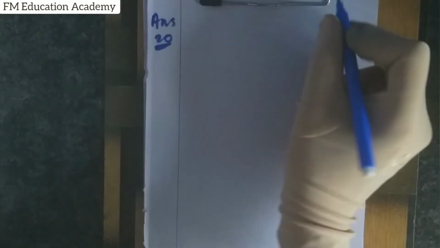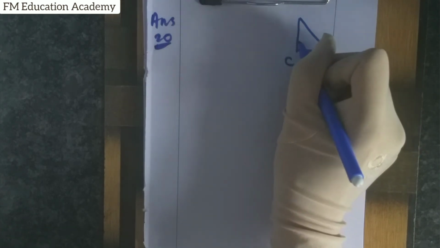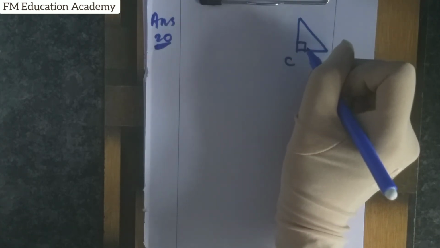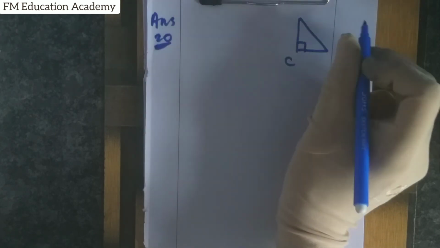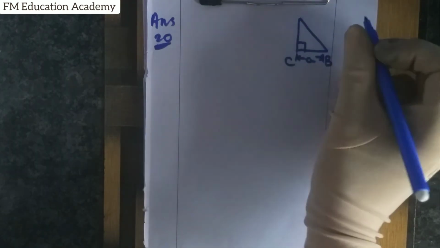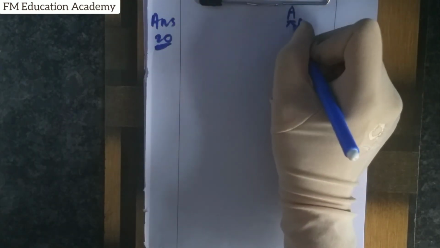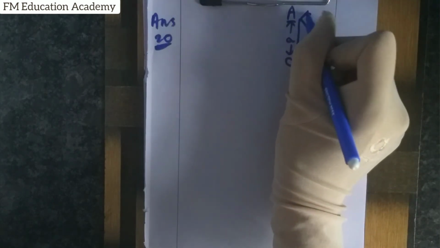It is told in the question that ABC is a right angle triangle. So let this be C, which is the right angle, because the question says C is right angled. It is telling me BC is a, so let this be B. So BC is given as a. CA is equal to b, so let this be A. It is given as b. And AB is given as c.